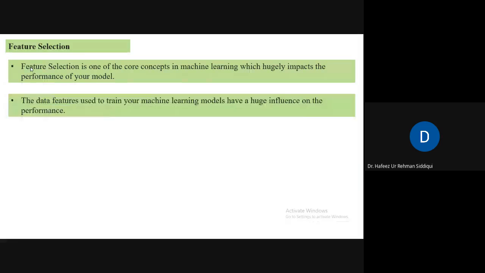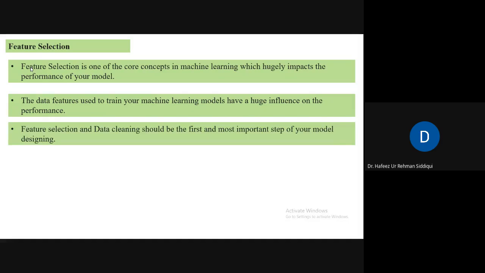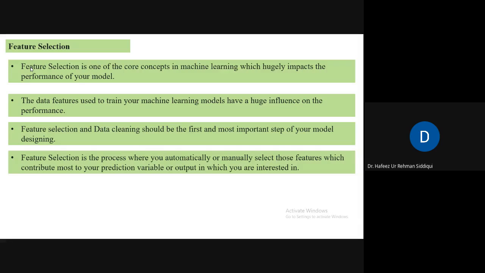All right, so the data features used to train your machine learning models have a huge influence on the performance. Feature selection and data cleaning should be the first and most important step of our model designing. First, you have to select the features, and then you have to do data cleaning. Feature selection is the process where you automatically or manually select those features which contribute most to your prediction variable, the output in which you are interested.